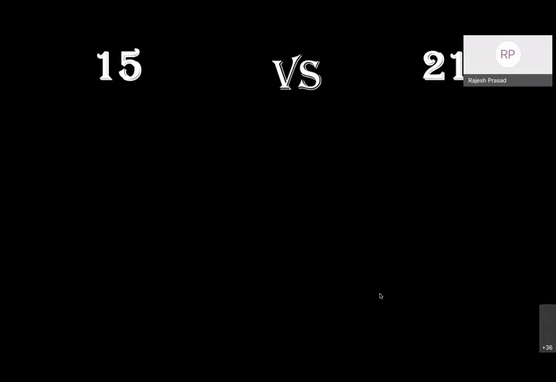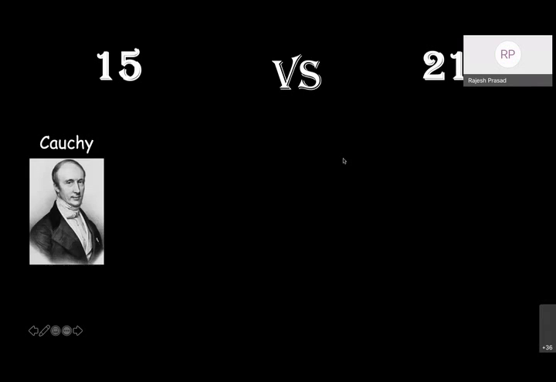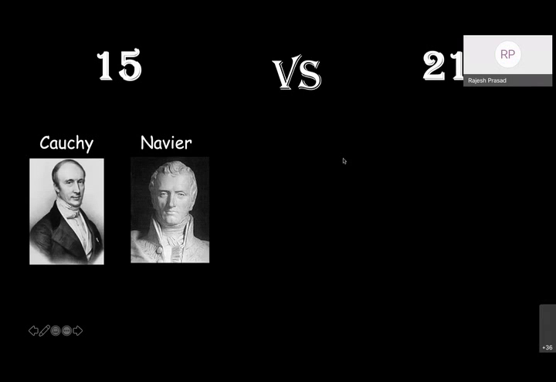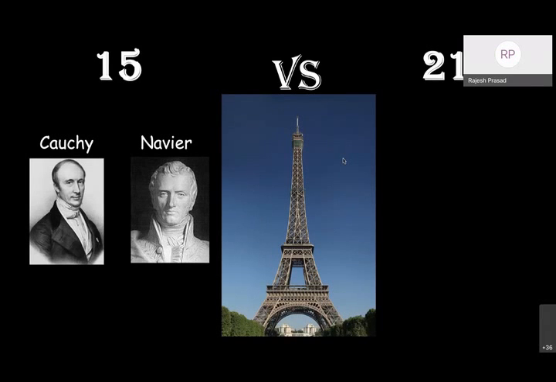But it was not all that easy. There was a big controversy in the field of elasticity, in the field of science, in the field of mathematics of that time. 15 versus 21. George Green saying 21, other greater scientists saying 15. Who were those greater scientists? Cauchy, Navier. Who can fight with them? Well-established names in mathematics and physics and mathematical physics. So well established that France honors them by placing their names on the Eiffel Tower.